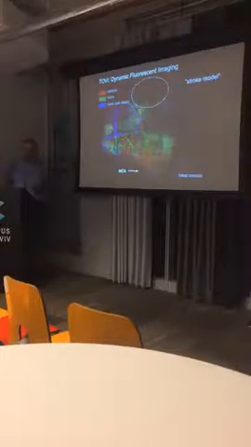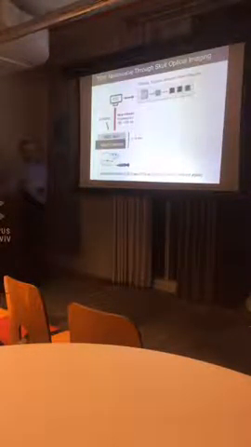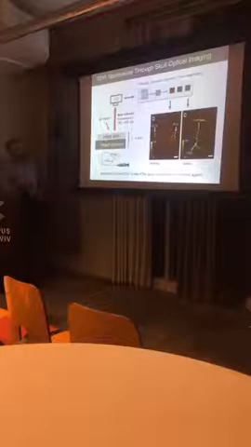So we can see through the intact cranium, and we can also see through the intact skin, the same. But in this case, we use a near-infrared dye.